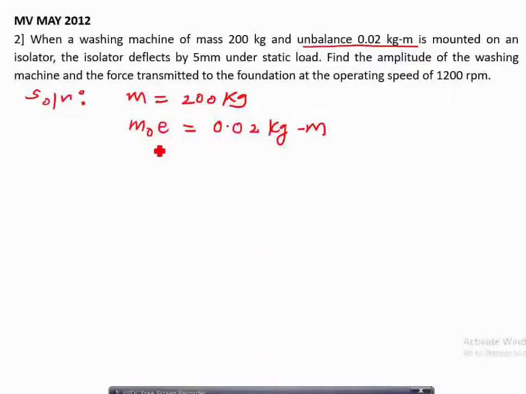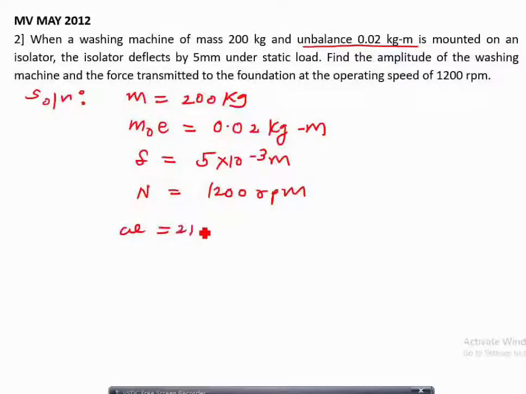The isolator deflects by π mm under static load. So they have given you the static deflection, that is δ is equal to π into 10 raised to minus 3 meter, right? And also they have given N, the operating speed, as 1200 rpm. So first of all let us find ω, which is equal to 2πN by 60, which is equal to 125.664 radian per second. Okay.